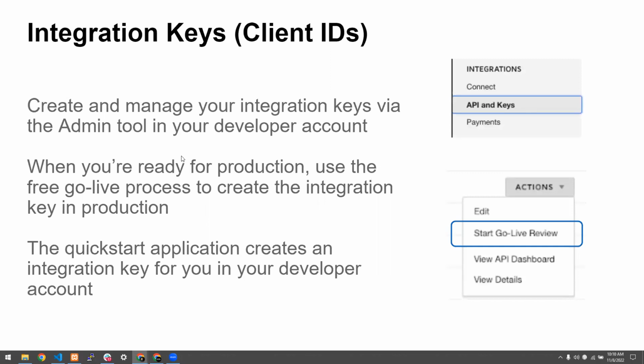Create and manage integration keys with the admin tool in the developer account. When you're ready for production, you can promote that key to go live by simply selecting actions and starting a go live review. What we're going to be showing you today is a Quickstart application that will actually generate the integration key for you in your developer account.